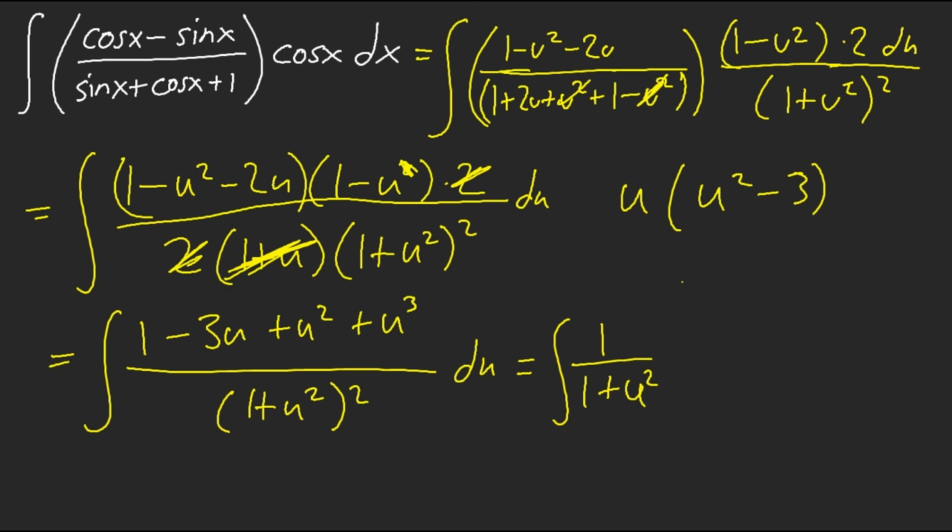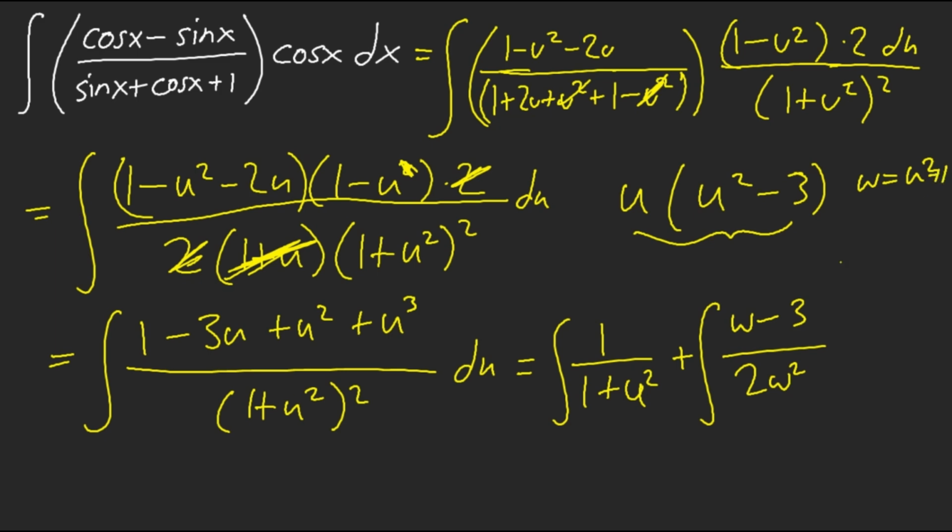We could actually leave it like this, and then let w equal u squared plus 1. That's where I got it. w minus 4. Okay, and now you can go ahead. So yeah, it's awful, tedious, but realistically this is Weierstrass.